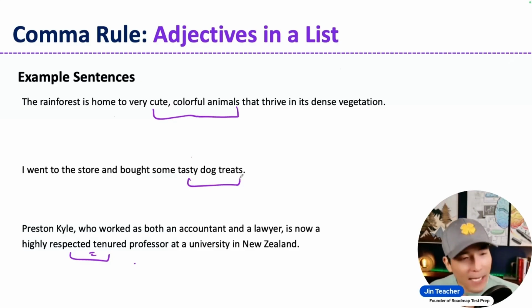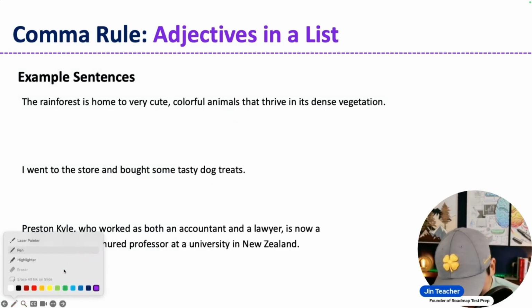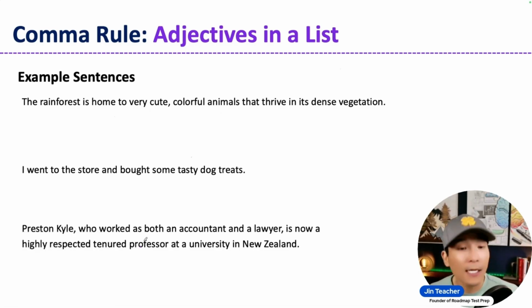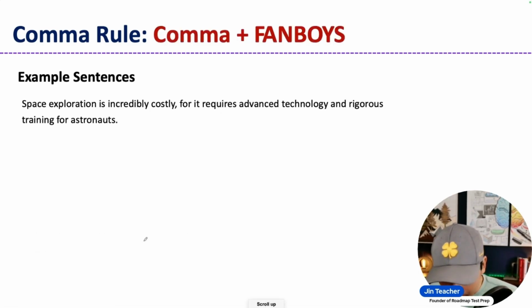Cool. So now we have the second grouping for comma rules. We have adjectives in a list. So far we've covered everything for that first bucket, that first category, lists. Okay, so now let's jump into our second category. Now the second category is when we're dealing with commas between independent clauses.